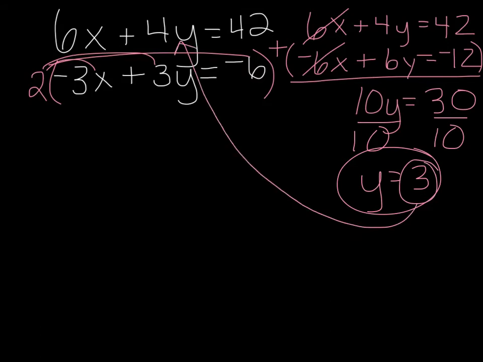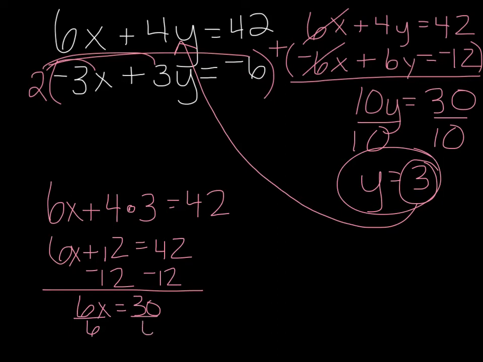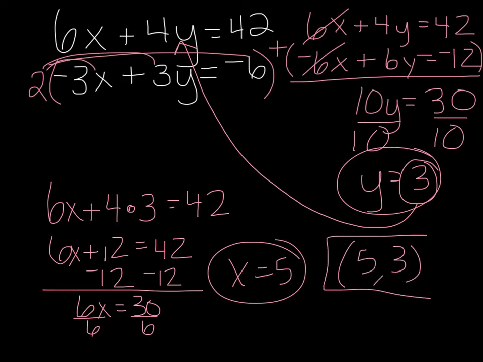So that gives me 6x plus 4 times 3 equals 42. Remember to be plugging it back in for the correct variable. If you found y, don't plug it in for x. 6x plus 12 equals 42, minus the 12. 6x equals 30. Divide by 6, so x is going to be 5. So (5, 3) would be your answer.